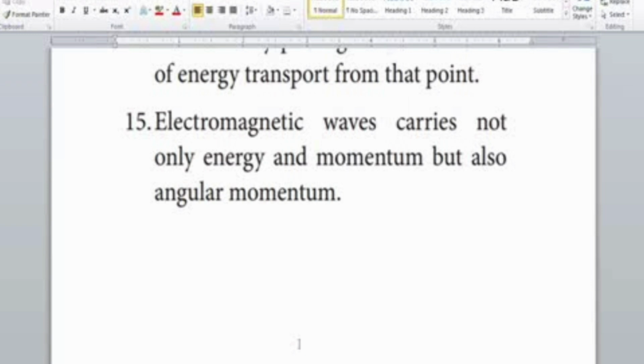Then the last property of electromagnetic waves: electromagnetic waves carry not only energy and momentum but also angular momentum. So one point is that electromagnetic waves can transfer energy and momentum. Another point is that not only energy and momentum, but also angular momentum. So these are all the properties of electromagnetic waves, and definitely a question will come from the properties of electromagnetic waves.